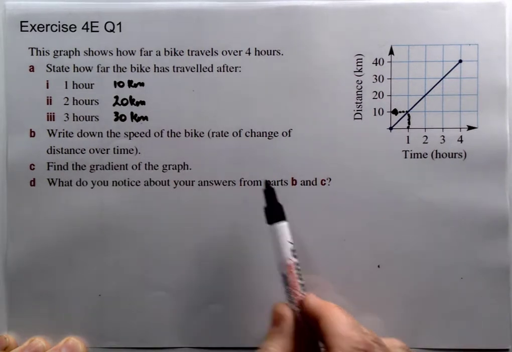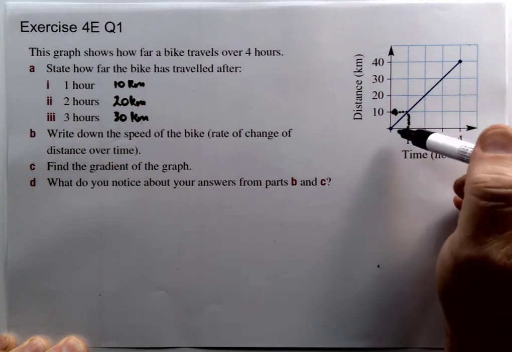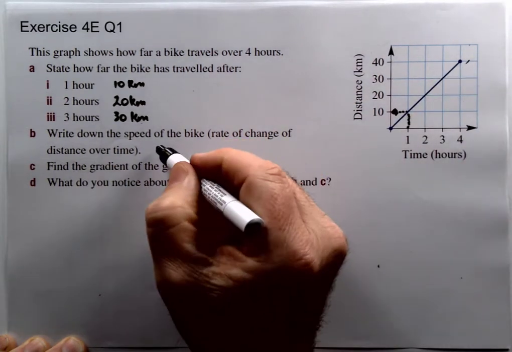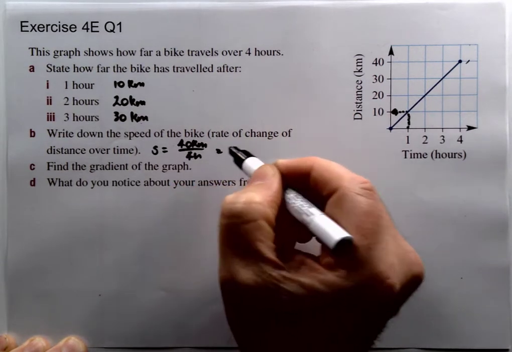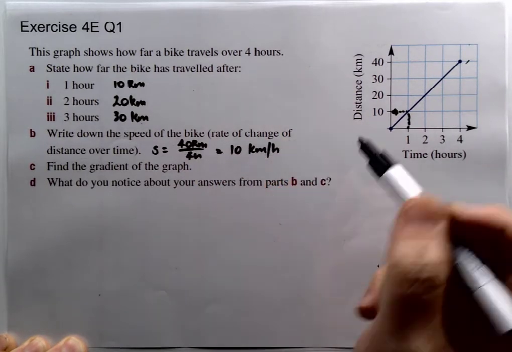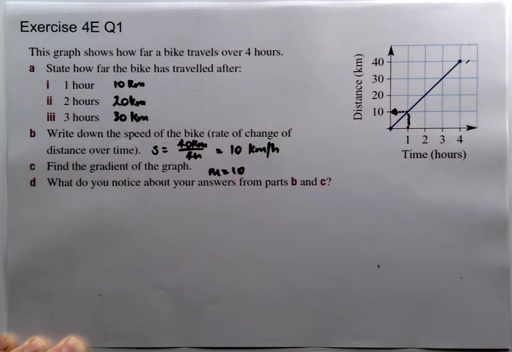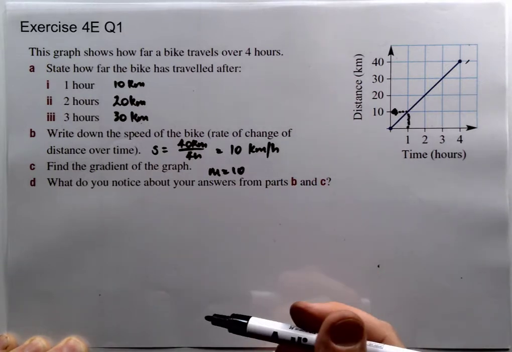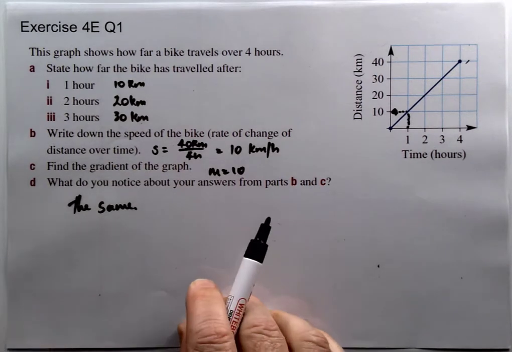Write down the speed of the bike, so the rate of change of distance over time. And again, that's just the gradient. You can see that they've travelled 40 kilometres in 4 hours. So we can say the speed is 40 kilometres divided by 4 hours. 40 divided by 4 gives us 10, and that'll be in kilometres per hour. Find the gradient of the graph, exactly the same thing. The gradient is equal to that rate of change. It's important that you understand that. What do you notice about your answers from B and C? They're the same. It's a bit of a funny question, that last one.